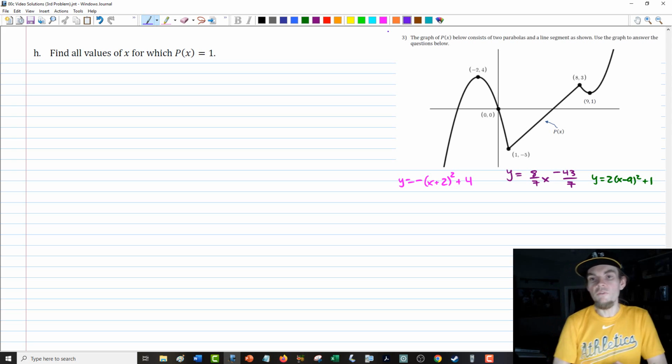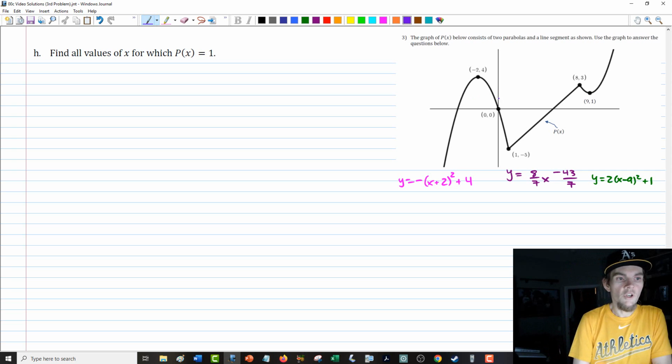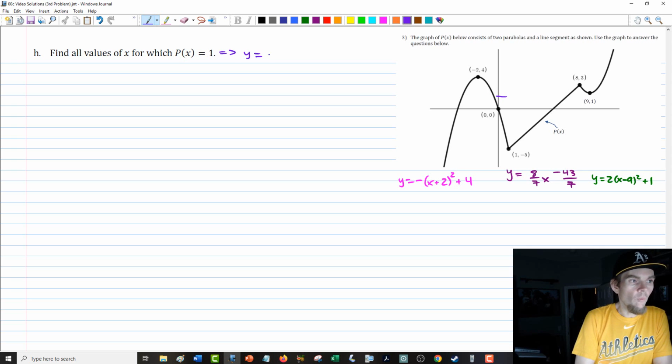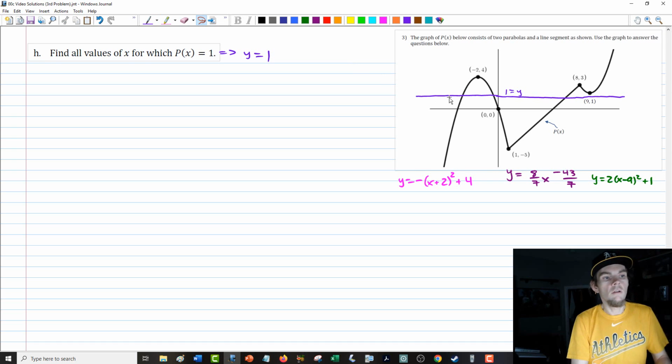So let me give you a visual of what that looks like. p of x equals 1 is the same thing as saying where y equals 1. So the idea is, if this is y equals 1, you could draw a line straight through. I know it's not to scale. Give me a second, I'll come back and fix it. You could draw a line through all of those pieces, straighten the puppy out.